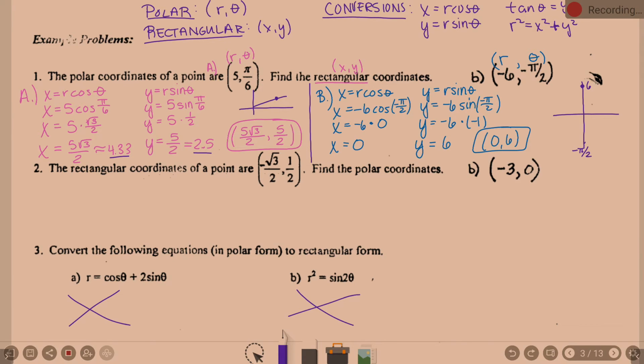Now, with that information, could you have done this one without using your formulas? Technically, yes. Once you realize that negative pi over 2 is one of my axes, you can figure out the rectangular coordinates. Down 6 would take me up 6 here, so we end up with that piece. So it is possible to do that one without your formulas. Not going to argue the same on part A, but I can on part B. Questions here?